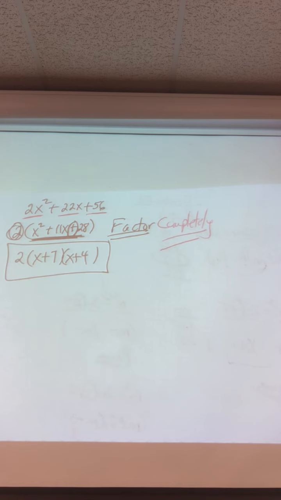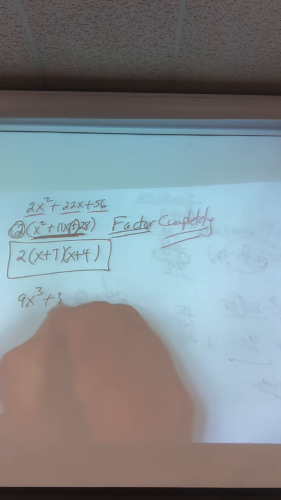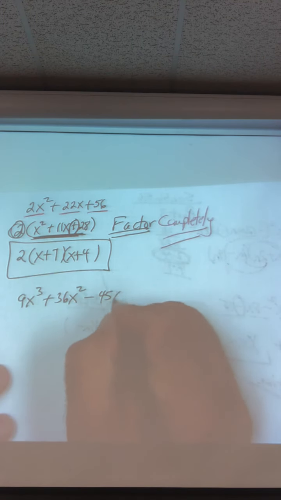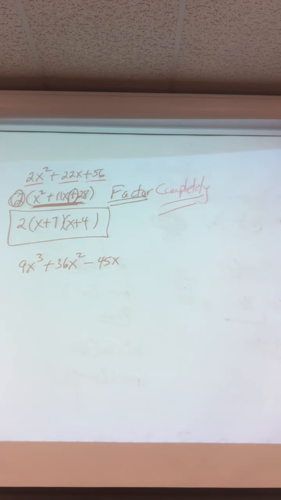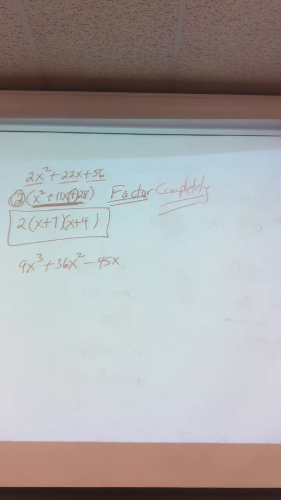Okay, so let's look at another problem here. Let's look at this one. 9x cubed plus 36x squared minus 45x. All right, you say, well, this is certainly not the easy case. We shouldn't even be thinking that at this point. What you should be thinking at this point is, does this trinomial have a GCF? Well, let's look at it and see.